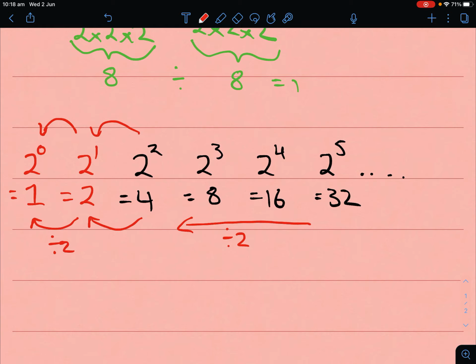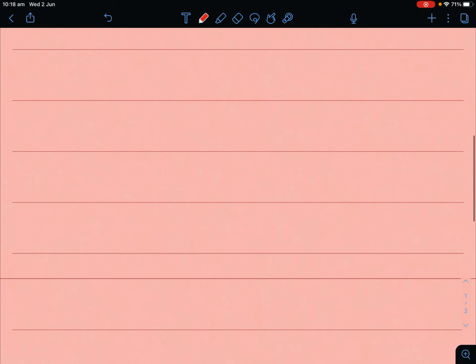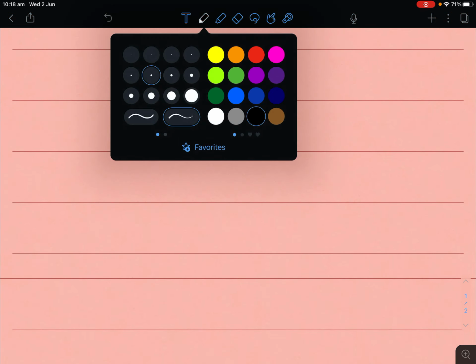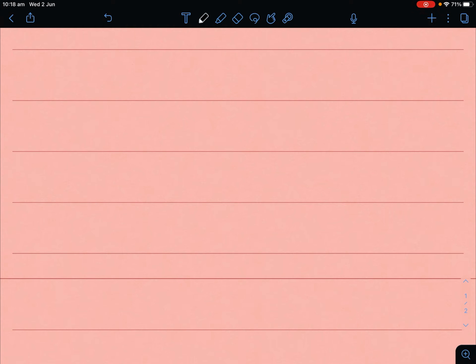So let's have a look at a few examples, because they are fairly straightforward, but sometimes when you have coefficients and other things involved, it can just spoil the party a bit. So if we have something pretty simple, 3 to the 0, that's just going to be 1. The 3 is raised to the 0 power, and so the answer is 1.